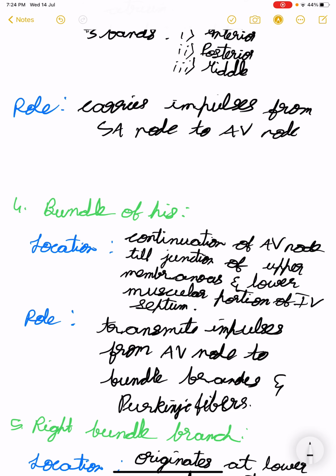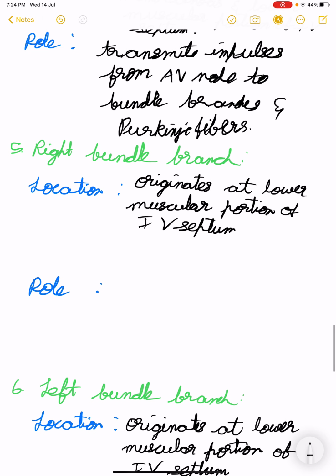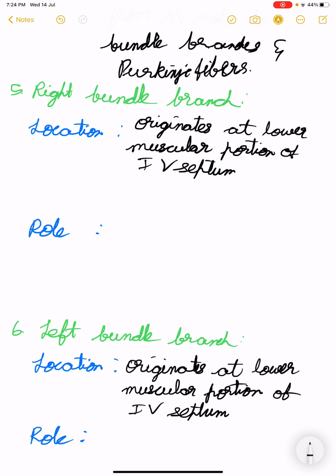Next we have right bundle branch. This one originates at the lower muscular portion of IV septum. In the same way, left bundle branch also originates at the lower muscular portion of the IV septum. But the right bundle branch pierces IV septum and goes to the right ventricle, and our left bundle branch pierces IV septum and goes to the left ventricle. The left bundle branch gives two branches, one on the anterior part and one on the posterior, that is front and back of heart. There are two branches of left bundle branch. Just remember that.